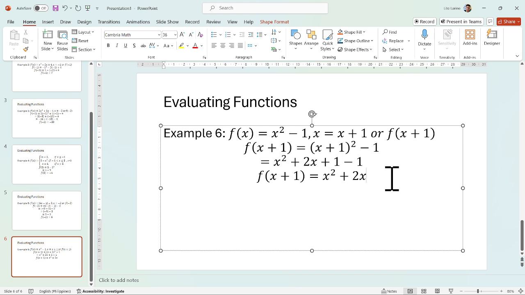In this example, the specified value of x is an expression. And to do that, we simply do the same process, which is we substitute the specified expression in our function, and we simplify to get our function. That is evaluating functions.